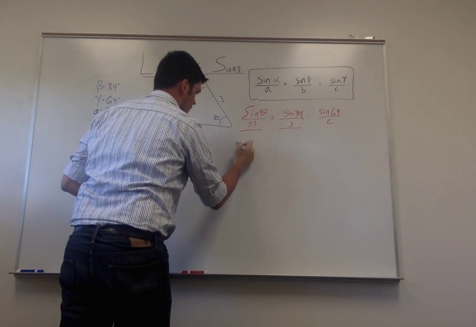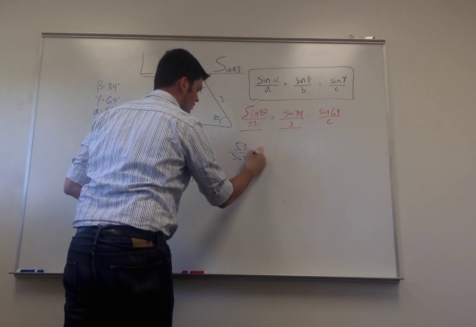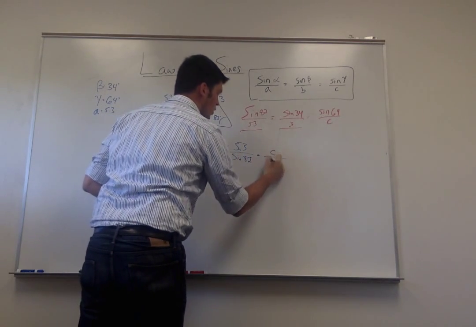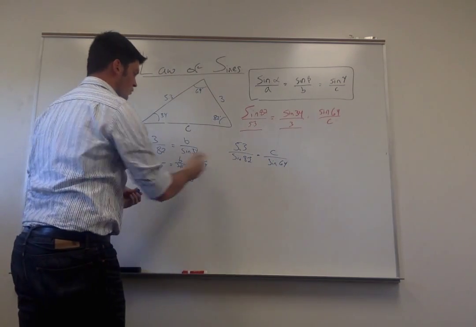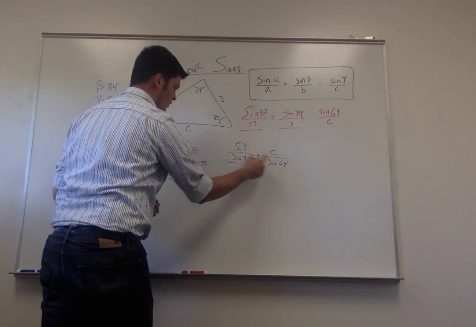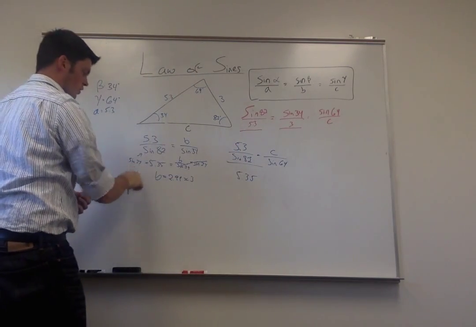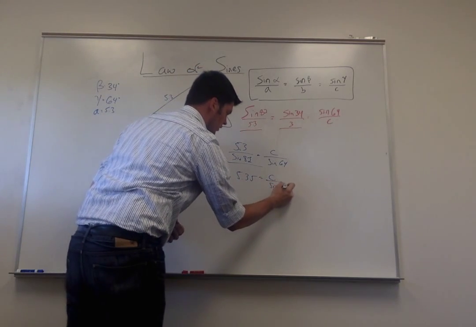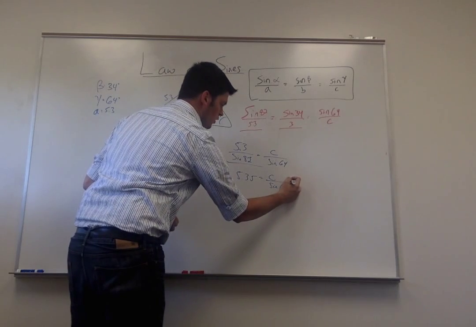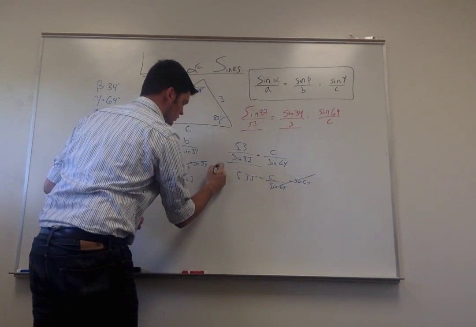So we have 5.3 over the sine of 82 degrees is equal to C over the sine of 64 degrees, right? We know that this fraction is equal to 5.35 because we did it over here, right? And that's equal to C over the sine of 64 degrees. Again, multiply each side by the sine of 64 degrees. Those are going to cancel.